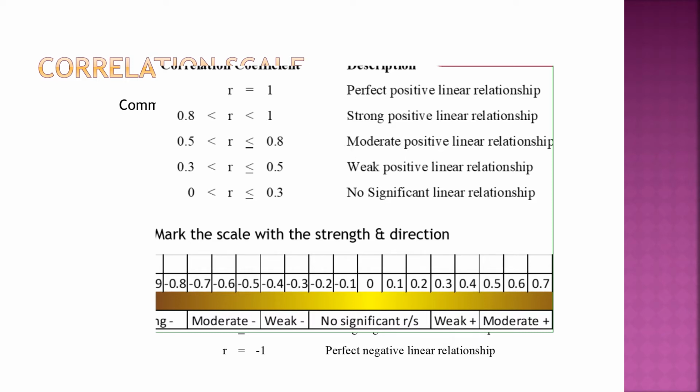Now the logic behind this is this. 1, and you can see this in your manual as well, 1 to negative 1 is perfect. So the closer you go to 0, the weaker the relationship becomes. Like 0 to 0.3, no significant relationship. That means as we go closer to 1, the relationship becomes stronger and stronger. You go closer to 0, it becomes weaker and weaker. Okay, so just use this to comment on the relationship.